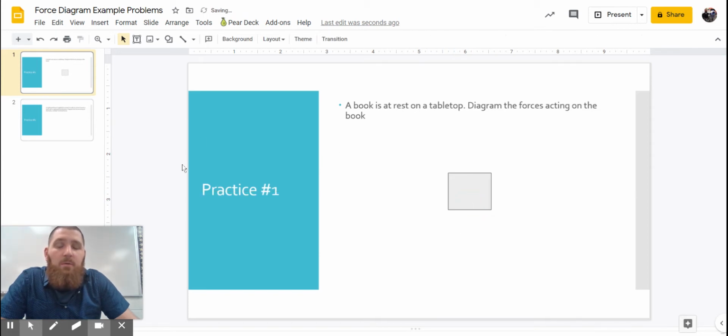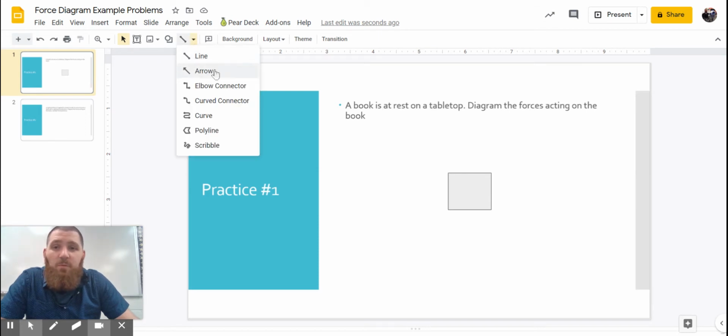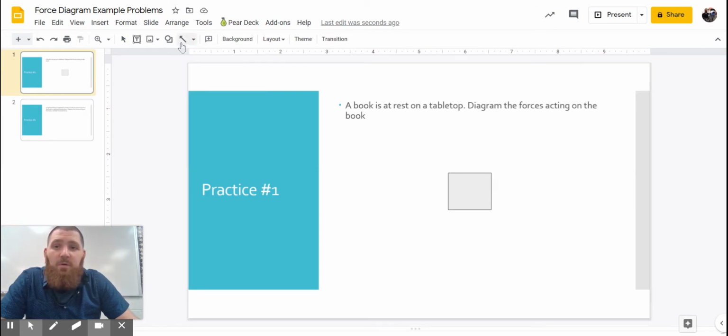Now, I told you guys in the notes there's one freebie force for every object that's on Earth. That freebie force is the downward force of gravity. To draw that force, we're going to go to this drop down right here, go to arrow, and click that. Then you click in the middle of your box and draw a line. If you hold the shift button, it'll help you draw a straight line. So there we have our arrow.